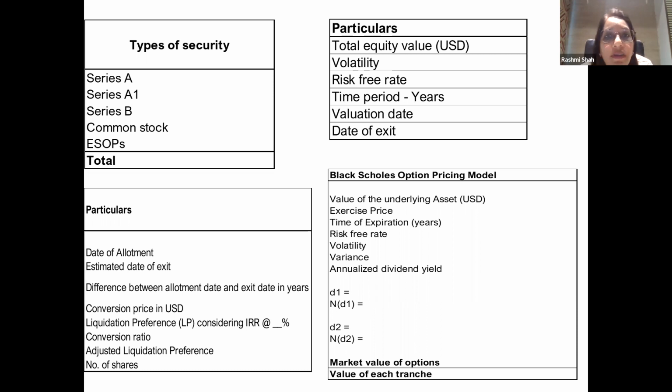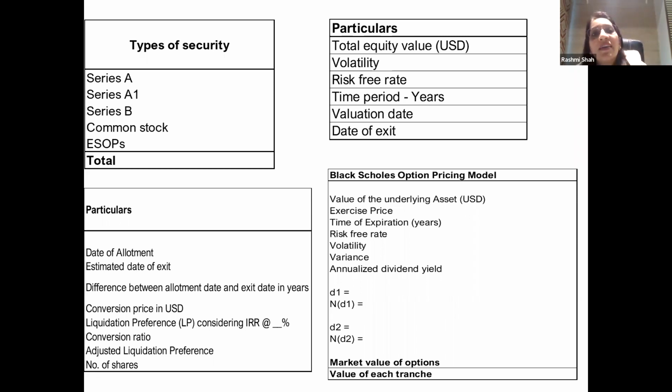Now, as I said, it's called backsolve. This methodology backsolves to a value for the company based on recent financing, and it will help in benchmarking the original issue price of the company's recent funding by first computing the value. So the first step is to calculate the overall value of the company. The second step is to understand the rights and preferences of every individual tranche or every individual class or series of preference shares. And the third step is to allocate the value from step one across all the instruments as per step two, right?